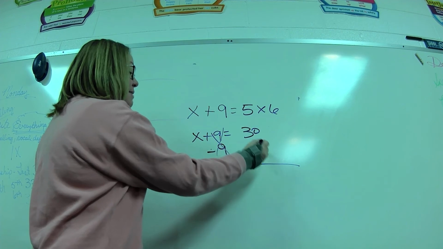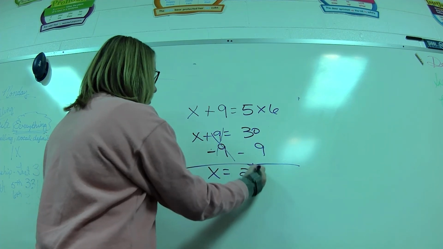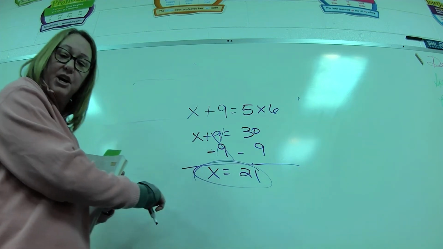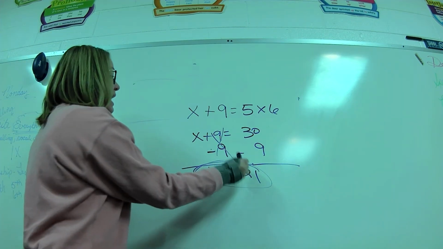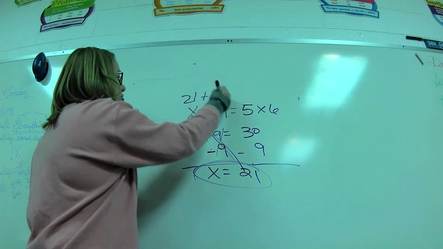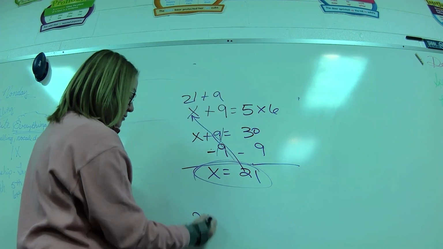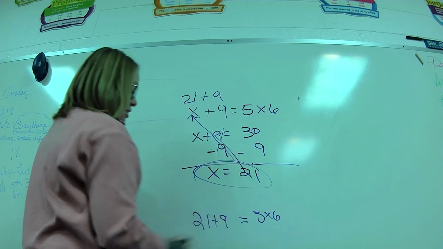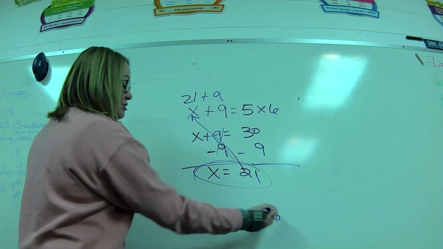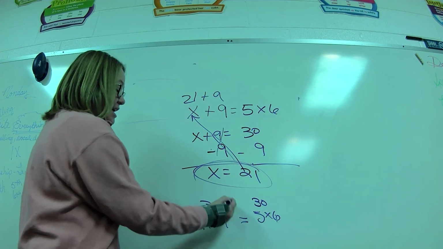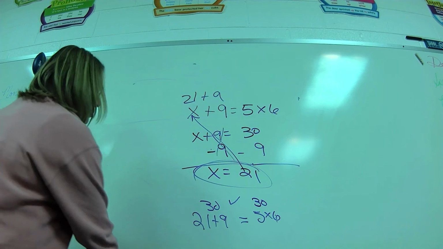30 minus 9 is 21. Now I can take my value of x. Again, that's the value of x. That's what it's worth. And I could plug it in right here. So I can do it at the top, as I've showed you, 21 plus 9. Or I can rewrite it, 21 plus 9 equals 5 times 6. We said 5 times 6 was 30. And if I add 9 to 21, I get 30. So my equation is equal.